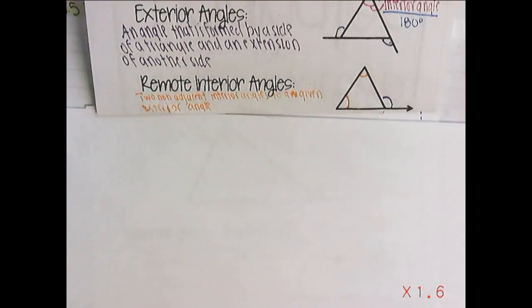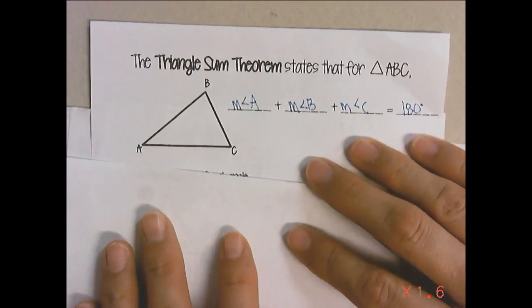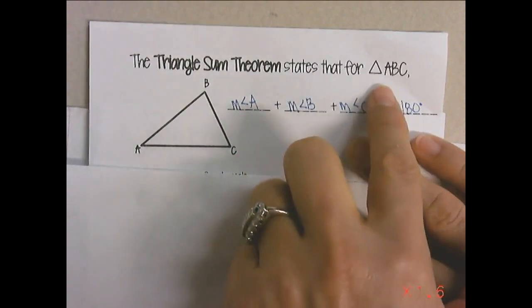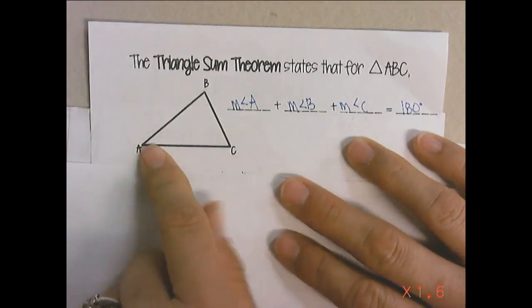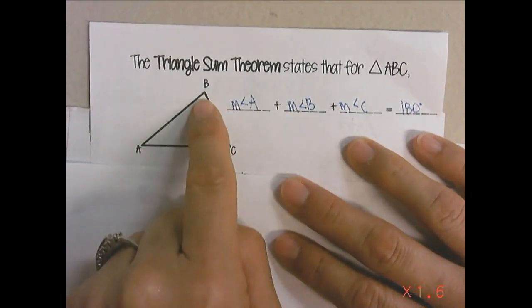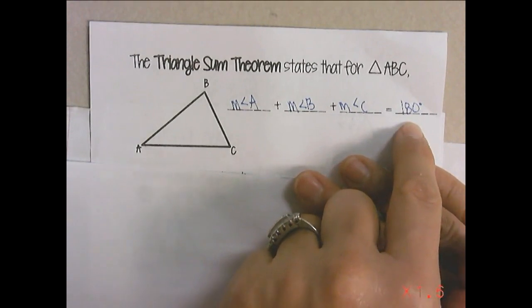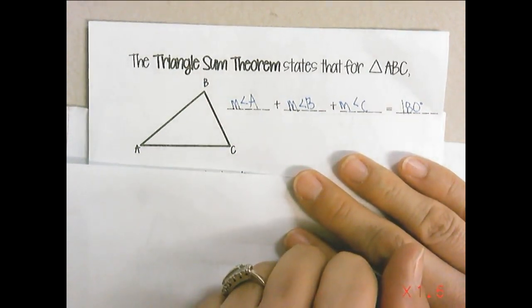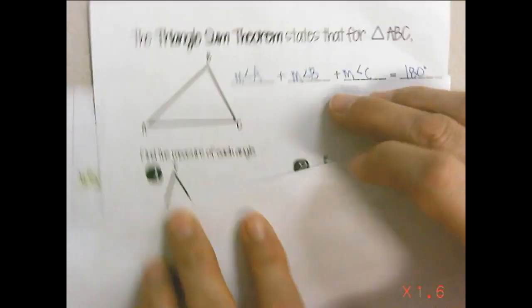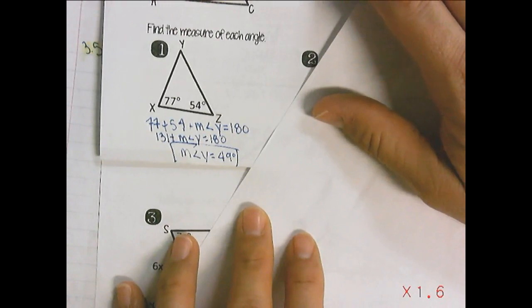All right, moving along, we're going to be talking about the triangle sum theorem. The triangle sum theorem states that for triangle ABC, if you take the measure of angle A, this angle right here, add it to the measure of angle B, this angle right here, add that to the measure of angle C, they will always add up to 180 degrees. To put it simply, all the angles of a triangle add up to 180 degrees. Now we're going to do a couple of these, and then you're going to do some on your own.